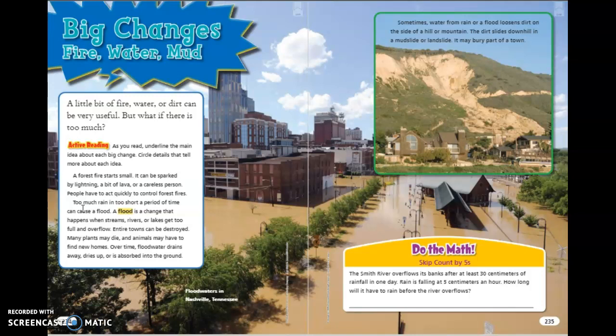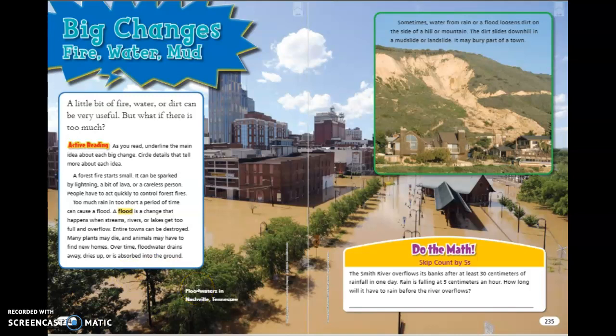Okay, looking at this paragraph down below. A forest fire starts small. It can be sparked by lightning, a bit of lava, or a careless person. People have to act quickly to control forest fires. Too much rain in too short a period of time can cause a flood. A flood is a change that happens when streams, rivers, or lakes get too full and overflow. Entire towns can be destroyed. Many plants may die, and animals may have to find new homes. Over time, floodwater drains away, dries up, or is absorbed into the ground.